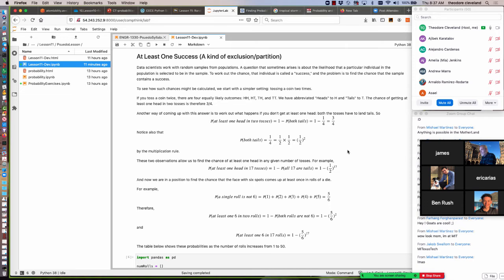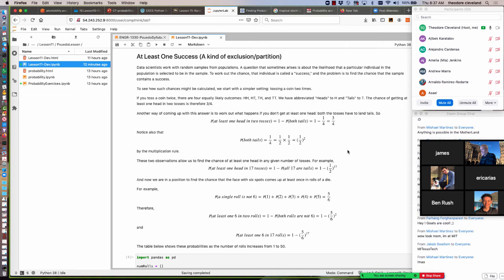So the chance of getting at least one head in any 2 tosses is 3 parts in 4. So there's 4 possible outcomes, and 3 of them produce a head. So another way to come up with this answer is to ask the question, what's the chance of not getting any heads? Because 1 minus that chance is the chance of getting at least 1 head. For not getting any heads, both tosses have to come up tails. So the probability of at least one head in two tosses is equal to 1 minus the probability of both tails, which is 1 minus 1 part in 4, which is 3 parts in 4.